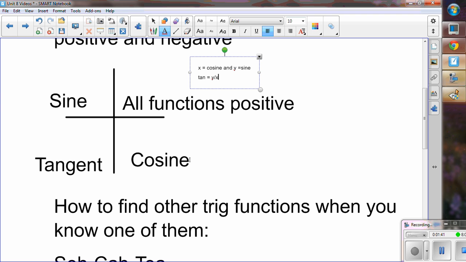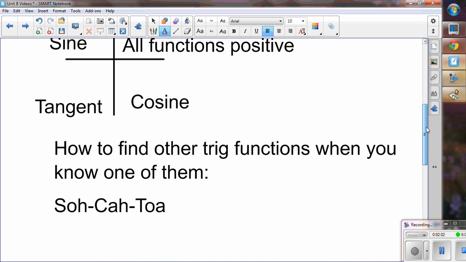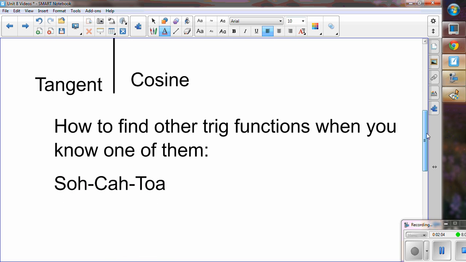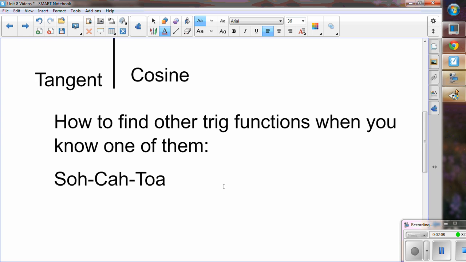If we go over here to look at quadrant 4, cosine represents the x values. So x is positive, y values are negative below the x-axis, so the cosine value is positive, the sine value is negative, and if you take a negative divided by a positive, you get a negative, so tangent is going to be negative down here. The next thing that you need to know is how to find other trig functions when you know one of them.